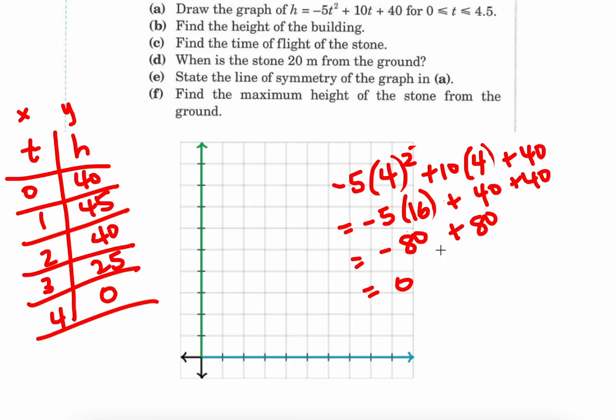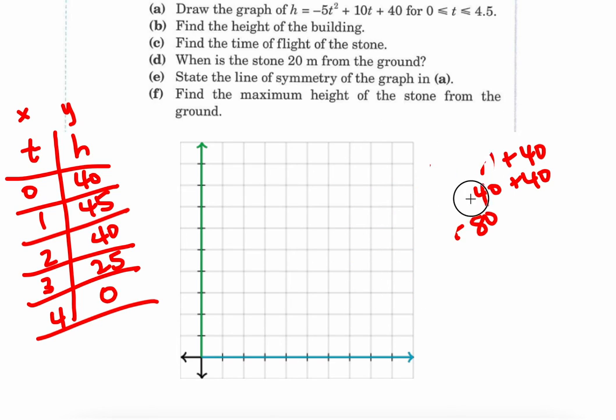That makes sense because eventually this object, the stone, is going to hit the ground and then its height from the ground is going to be 0 because it is literally on the ground. So we want that. That just means its journey is over. It has fallen to the ground.